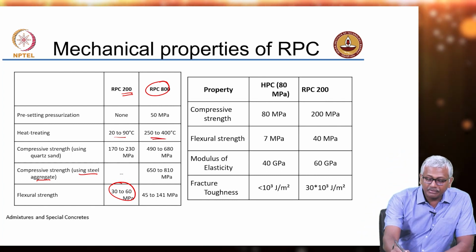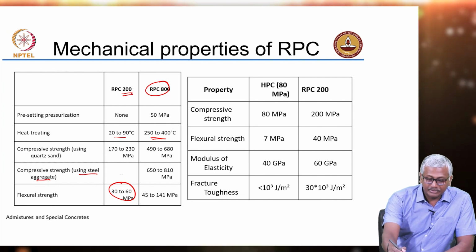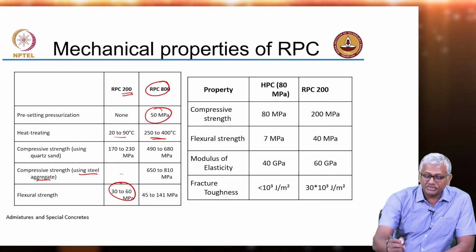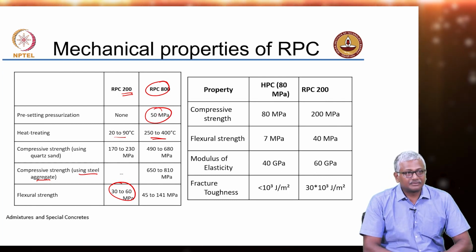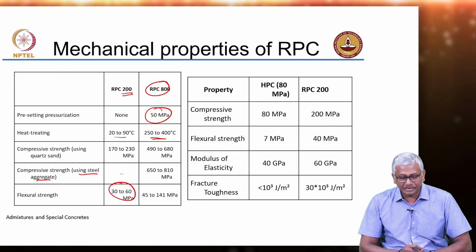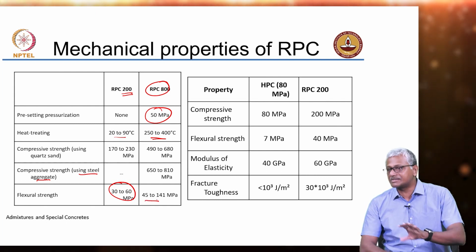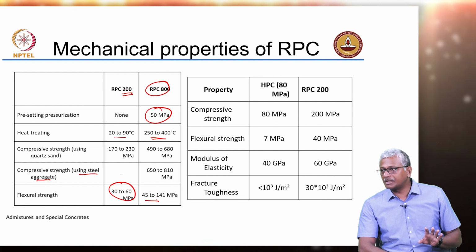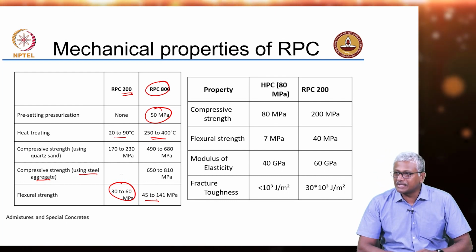Here heat treatment is done at very high temperatures. Your presetting pressurization is also 50 megapascal stress, right. So extremely high compaction stresses are applied to obtain that level of strength. Flexural strength is 45 to 141. This is just a research study, it's just not going to have any practical applications. Where you find steel aggregate anyway.